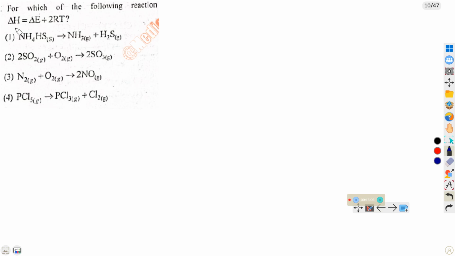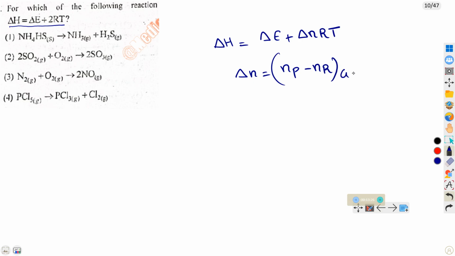For which of the following reactions is delta H equal to delta E plus 2RT? We know that delta H is equal to delta E plus delta nRT. This is the relation between change in internal energy and enthalpy. Delta n is equal to np minus nr, only for gases: gaseous products and gaseous reactants. In the first equation, gaseous products are 2, but this is a solid substance. Gaseous reactants 0. Delta n value is 2. So delta H is equal to delta E plus 2RT.